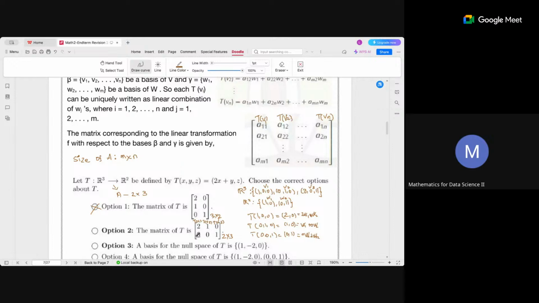Clear how we got this matrix? Yes, so this option is correct.